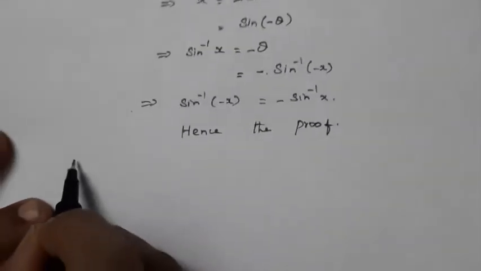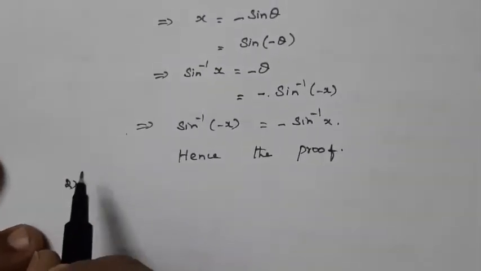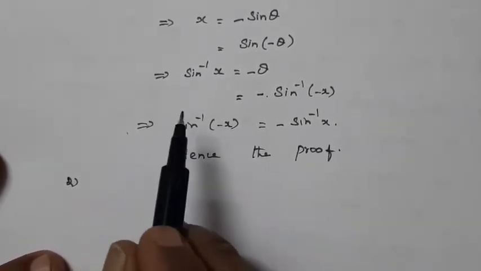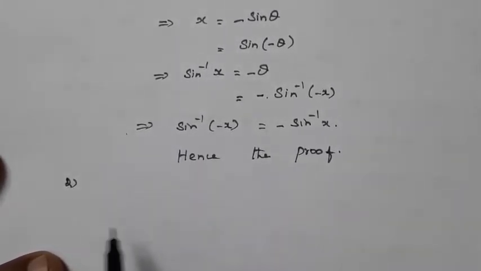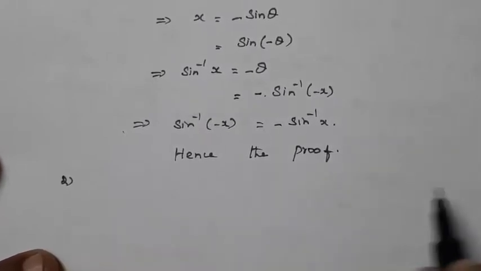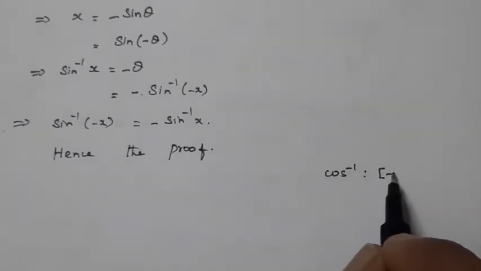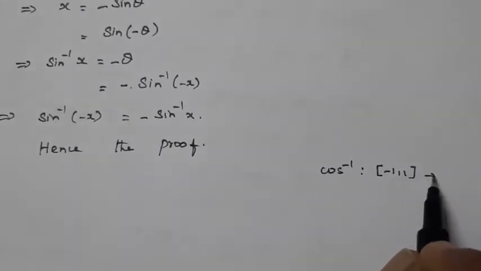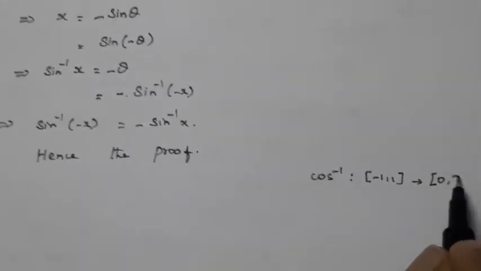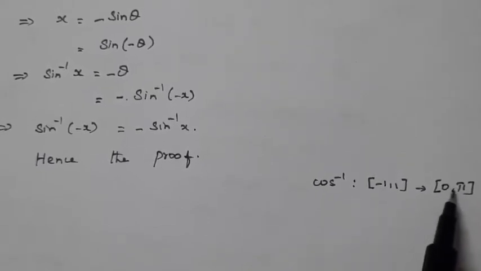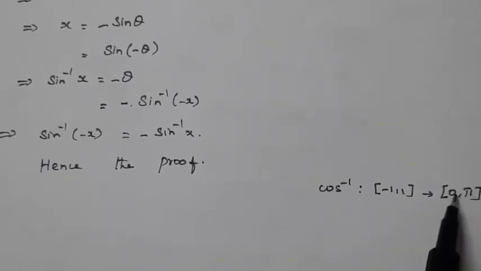Then let us prove the second one, somewhat different. This is not similar to this. So it has been given as pi minus cos inverse of x. So let us prove that. Okay. So again, you know that cos inverse is a function from the closed interval minus 1 comma 1 to the closed interval 0 to pi. Okay. So here the range is the angles in the first quadrant and the second quadrant.